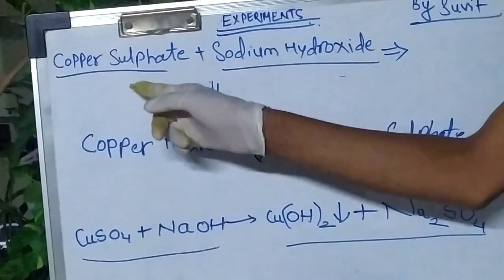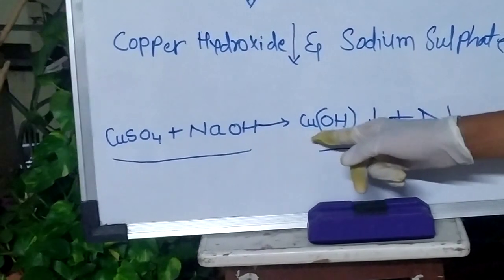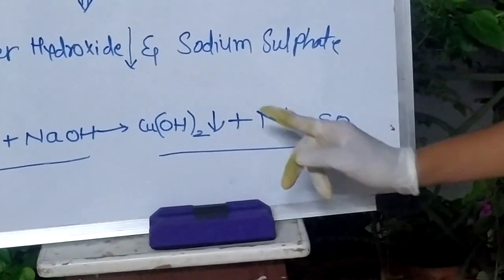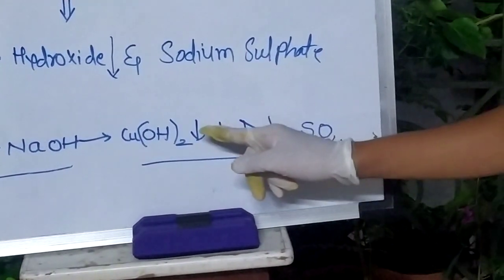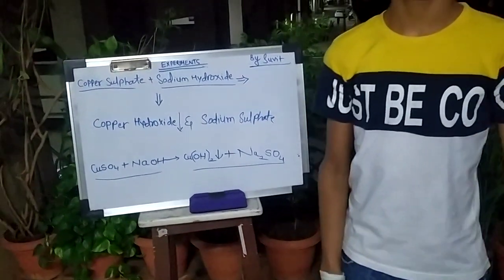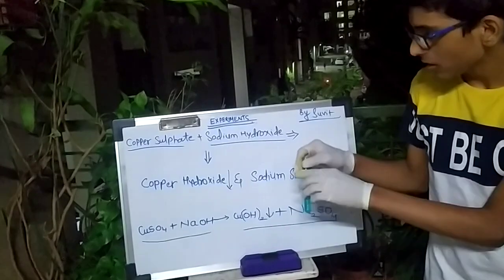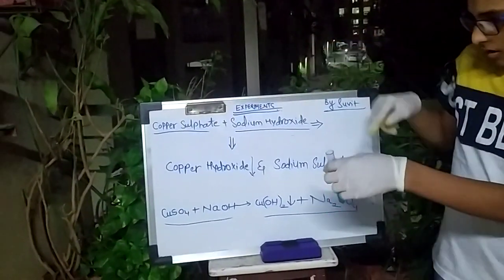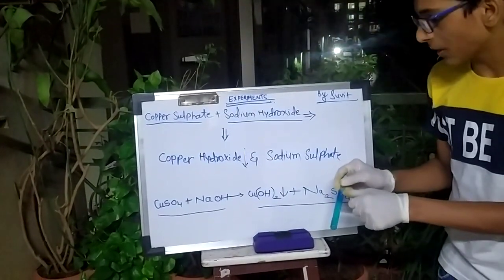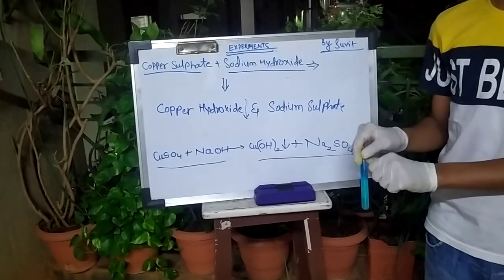The experiment shows the same reaction, which is CuSO4 plus NaOH gives Cu(OH)2, an insoluble precipitate at first, then soluble on adding excess of sodium hydroxide solution, plus Na2SO4. Now my experiment is over, and this proves that a pale blue precipitate is formed, which dissolves on adding excess sodium hydroxide solution in the test tube. So let's now perform the second experiment.